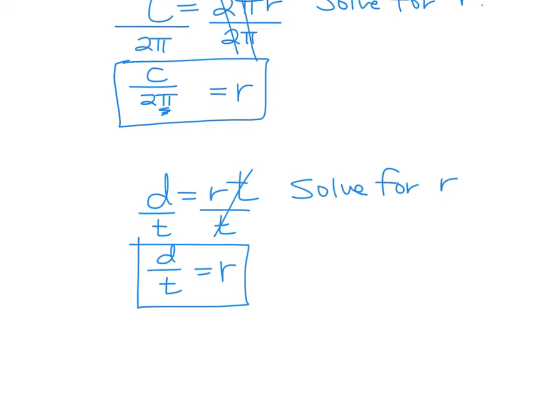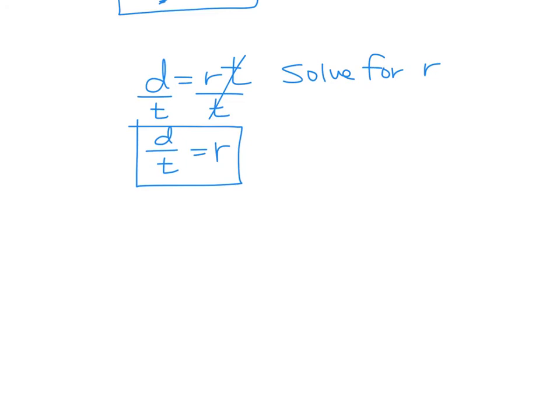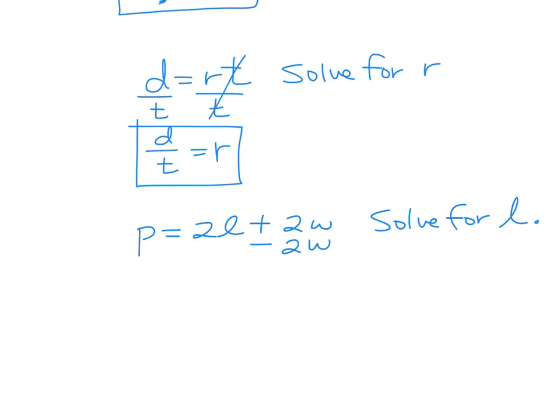How are we doing with this? Okay, I want to do one more. Let's say perimeter equals 2 times the length plus 2 times the width, and I want to solve for L. Okay, so I want to get L by itself. What's the first thing I should do? Get rid of the 2W. Okay, so right now we're adding it. So how do I get rid of it? Subtract it. We're going to take away 2W and take away 2W.